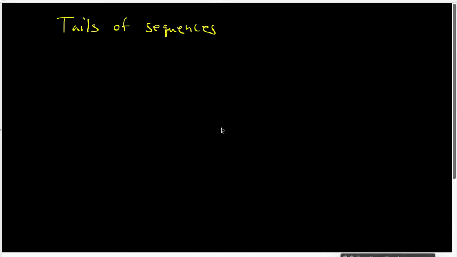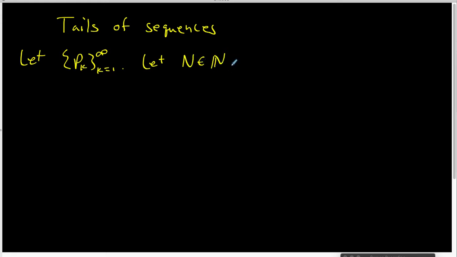When talking about convergent and divergent sequences, it is often useful to talk about the behavior of what is called the tail of the sequence. And so in this video, I want to define what we mean by tails. So let's let this guy be a sequence, and I'm going to let capital N be any specific natural number.